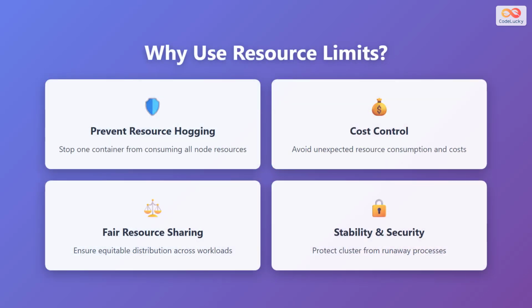There are 4 critical reasons to use resource limits in your Kubernetes deployments. First, they prevent resource hogging by stopping one container from consuming all node resources and starving other applications. Second, they provide cost control by helping you avoid unexpected resource consumption that could lead to higher cloud bills. Third, they ensure fair resource sharing across all your workloads, creating an equitable distribution of compute power. Finally, they enhance stability and security by protecting your cluster from runaway processes or memory leaks that could destabilize the entire system.